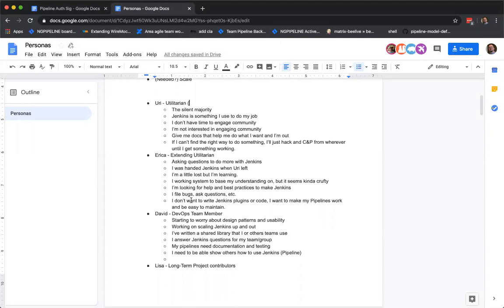Okay, so I'll cover where we got to in this. Mark brought up utilitarian, and this is generally the silent majority. I think of those as generally the ops people. Those are the ones who say, look, I'm just getting stuff done. I'm not interested in getting involved in the community. I would say this is generally the ops person, right? Yeah, that makes sense. Ops end of the spectrum.